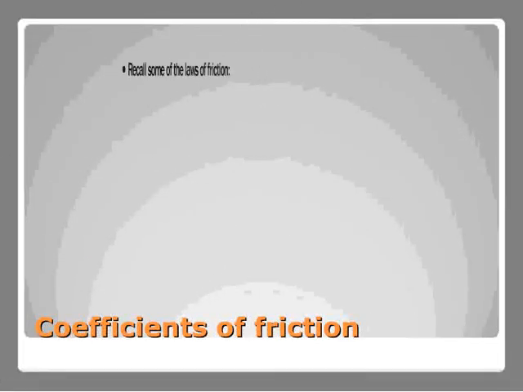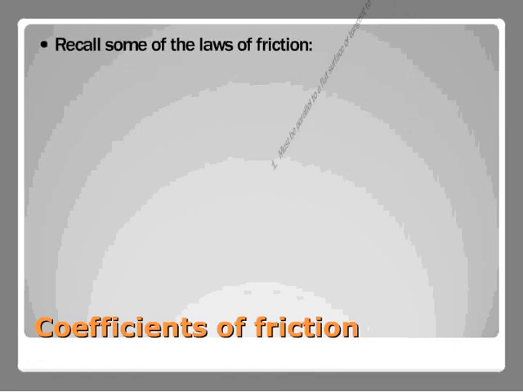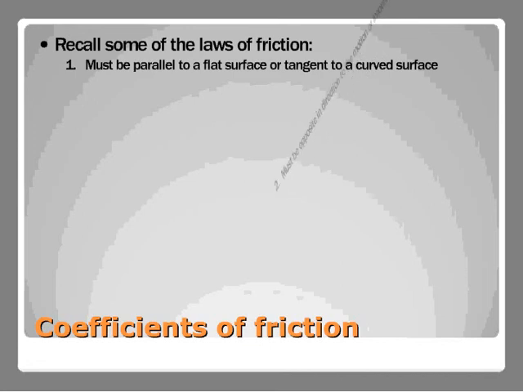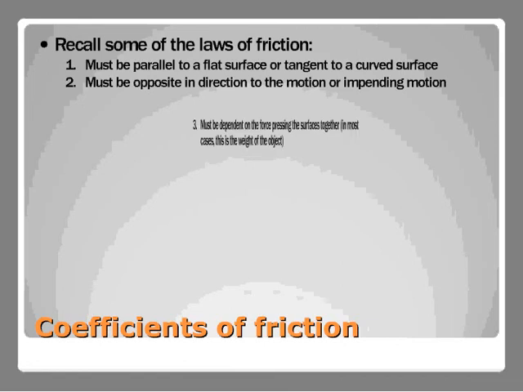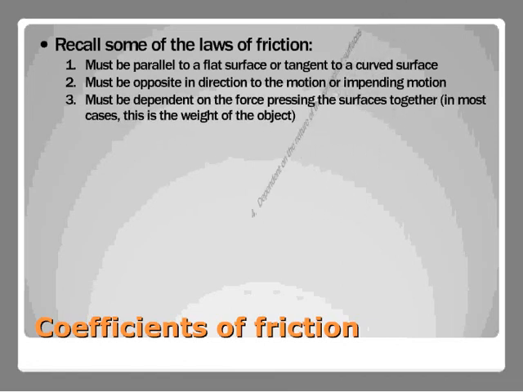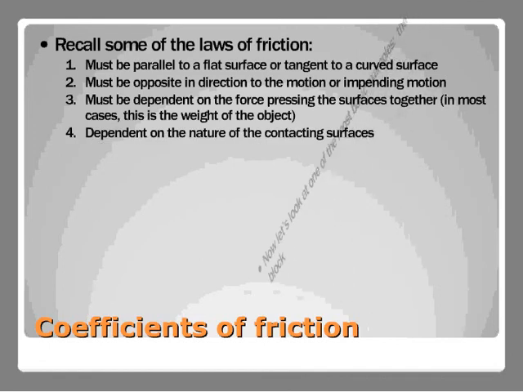Now, dealing with coefficients of friction, let's recall some laws of friction. First, they must be parallel to a flat surface or tangent to a curved surface. They must be opposite in direction to the motion or impending motion. They must be dependent on the force pressing the surfaces together. In most cases, it's the weight of the object. And they're also dependent on the nature of the contacting surfaces.